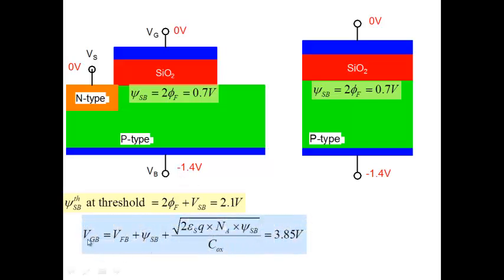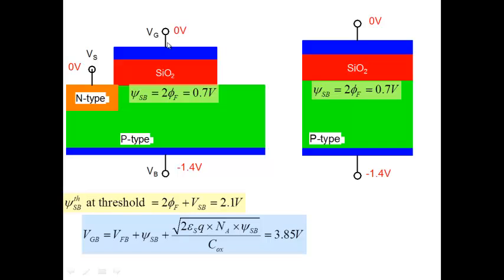Look at this value here. VGB equal to V flat band plus psi SB. In this case, now I have to apply a gate voltage of 3.85, because note again psi SB has to be 2.1. So I put 2.1 here and then I put this value here, and gate to body voltage has to be 3.85. So gate minus body has to be 3.85.